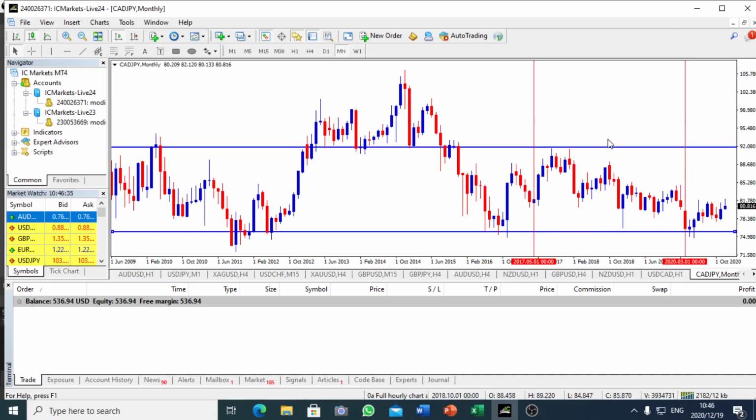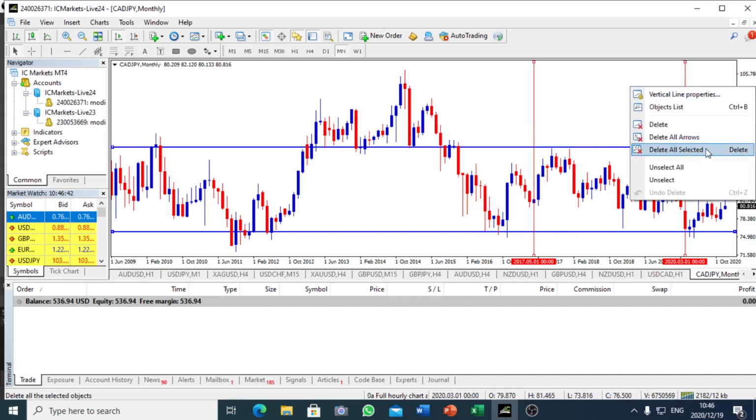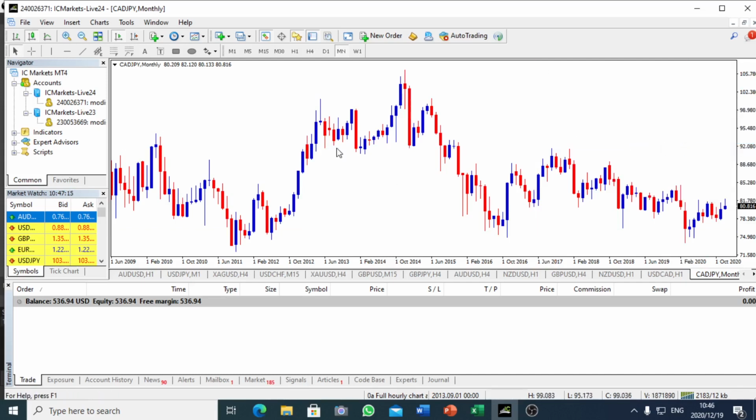This is just the overview of MetaTrader 4 and how it works. And please remember, this is going to make sense when you start to use it. You cannot just watch this video and say you understand. You have to do this stuff in order for you to understand. If I want to delete only the line that I highlighted, I'll just press delete. But if I want to remove all of them, I'll just delete all selected, because as you can see, I selected all the lines. There we go.